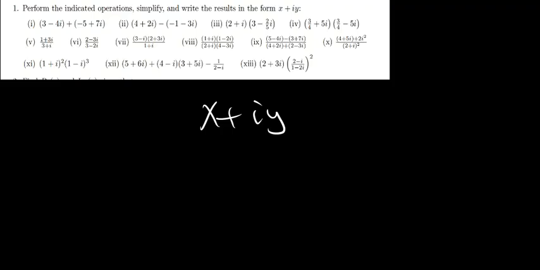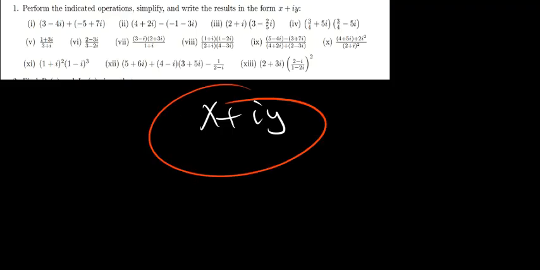So in this tutorial, we are going to talk about complex numbers. So we solve a lot of questions under complex numbers. I have the first question here, which says: perform the indicated operations, simplify and write the results in the form of x plus iy. Any expression in the form of x plus iy, sometimes it can be yi, is what we call a complex number.